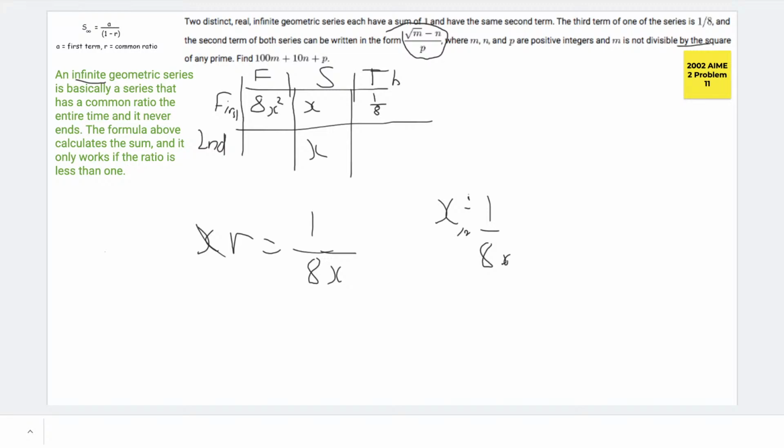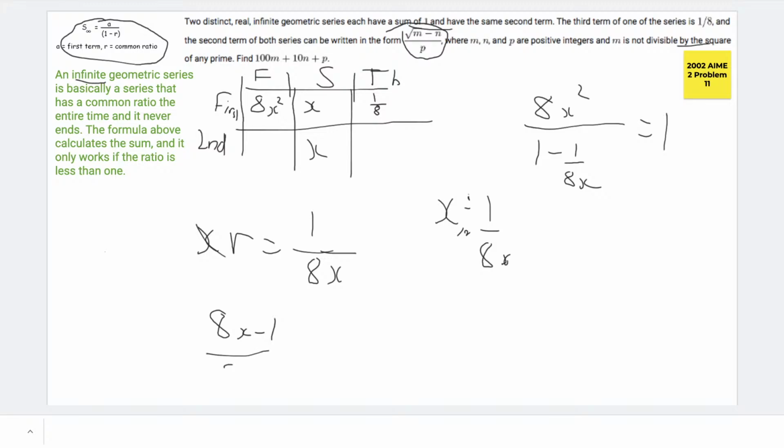Now we want to find the second term, and clearly we want the value of x. And this can be done using the sum of an infinite geometric series, because we know that the sum is 1. So the sum of an infinite geometric series is the first term, 8x squared in this case, over 1 minus the common ratio, which is 1 over 8x. So it's 1 minus 1 over 8x, and this equals 1. And now 1 minus 1 over 8x is the same thing as 8x minus 1 over 8x, because you take the LCM, which is 8x.